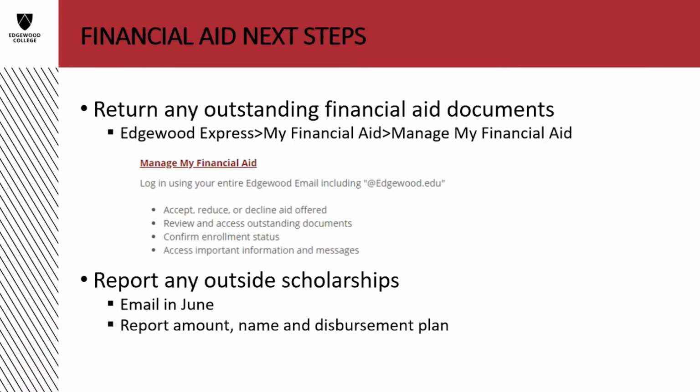Many of you should have already received your financial aid award letter. If you have not, it is not too late to file your 2020-2021 FAFSA application. If you have received your award letter but are in need of verifying your enrollment status, accepting or declining aid, have additional documents to submit, or will need to report outside scholarships, this all can be done online via Edgewood Express. Let's take a look at how to manage your financial aid.